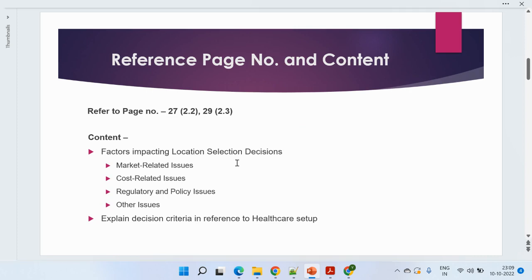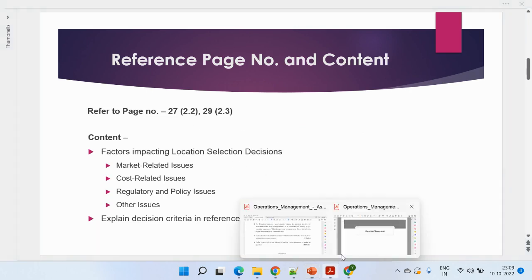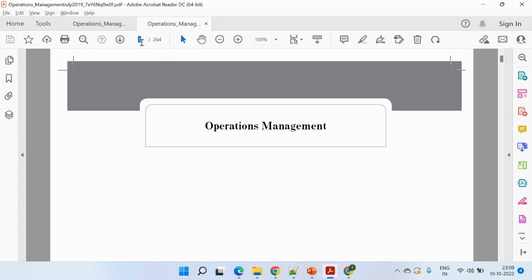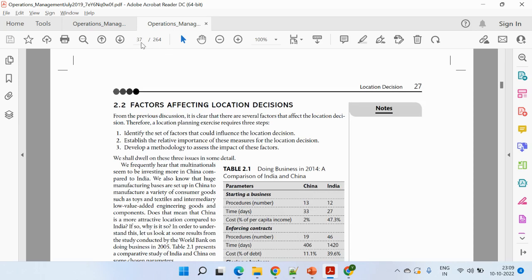First of all, refer to page number 27, point number 2.2. So going to page number 27, factors affecting the location decision. In this, you need to firstly mention the steps you need to perform, like: identify the set of factors that influence the location decision, establish the relative importance of these measures, and develop a methodology.